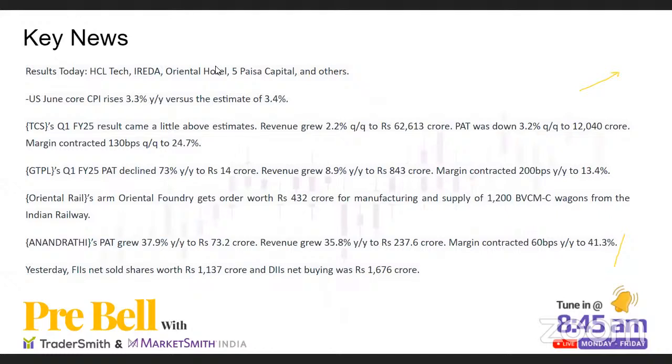GTPL Hathway has also come up with their results. The PAT has seen a sharp decline of 73% to 14 crores of rupees. Revenue on the other side has seen a growth of almost 9% to 843 crores of rupees. On the margin front, there was a contraction of 200 basis points to 13.4%. Oriental Rail, that is Oriental Foundry's arm, has received an order worth 432 crores of rupees for manufacturing and supply of wagons to the Indian Railways.